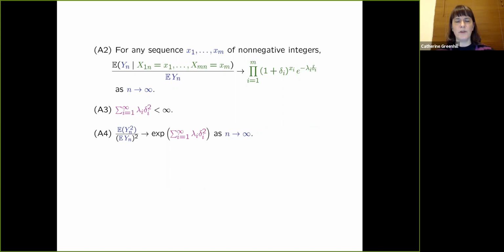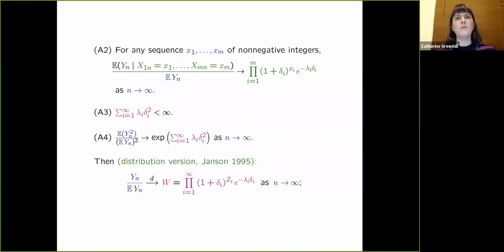So if those 4 things are true, then you can make some conclusions. So the distribution version says that Y_n scaled by its expectation tends in distribution to a limiting thing called W, which is, as we see here, an infinite product. The Z_i, remember, are Poisson random variables with mean lambda_i. So that's the limiting distribution, and it's kind of weird.